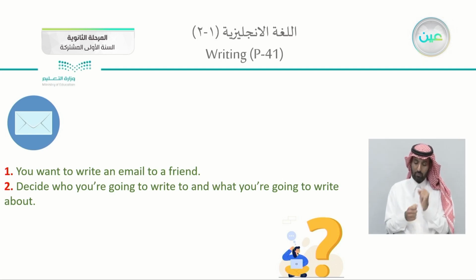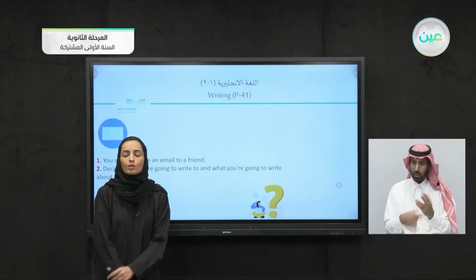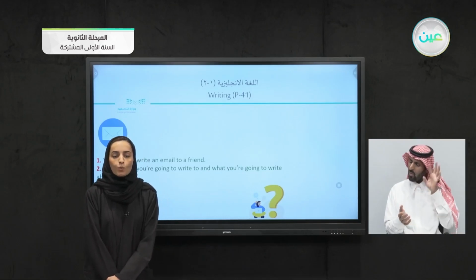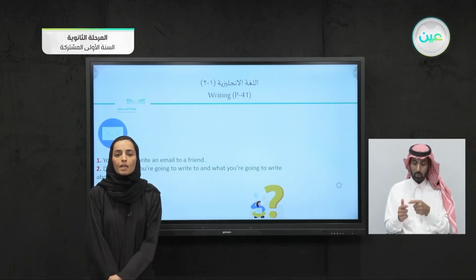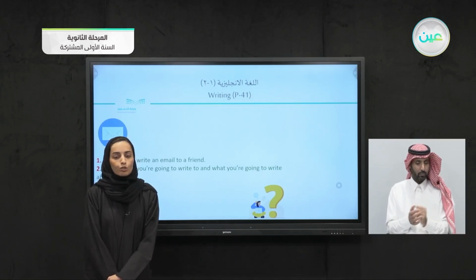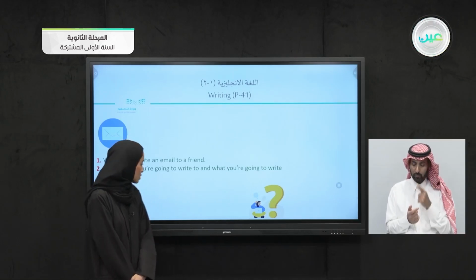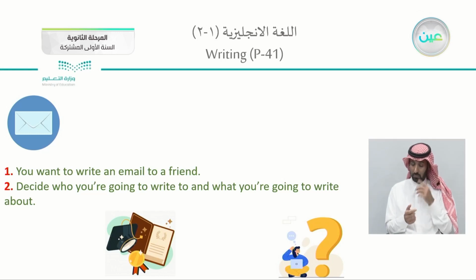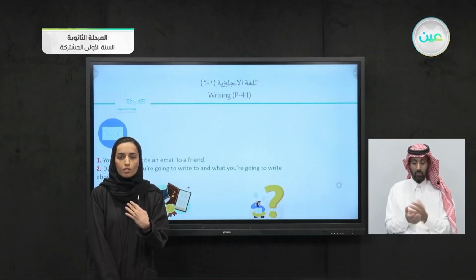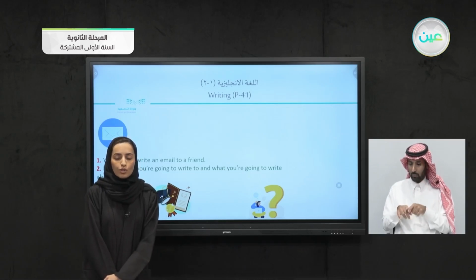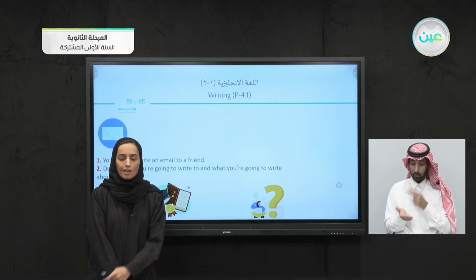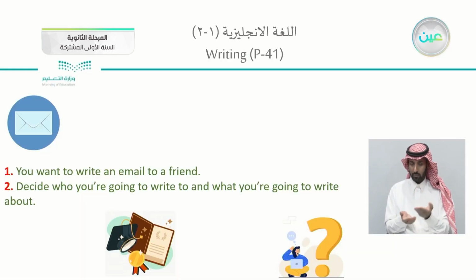Now in your books, page 41, this exercise, you want to write an email to a friend. So informal one. Decide who you are going to write to and what are you going to write about. Think about any one of your friends. What is the thing, the body or the core, the main idea that you are writing for? It could be asking for a favor, but I have chosen to write about a graduation invitation. I am throwing a graduation party and I want my friends to come. I am sending them an email for invitation.